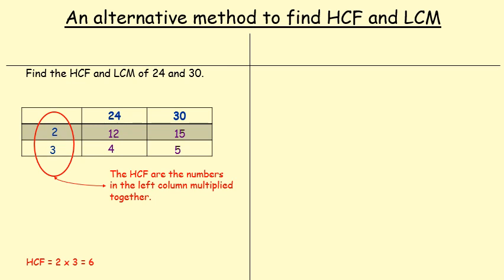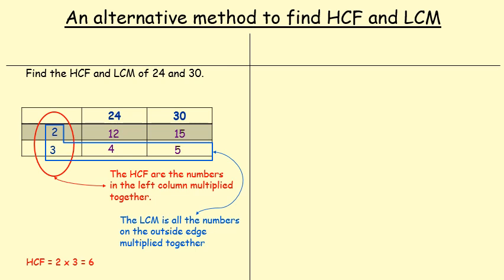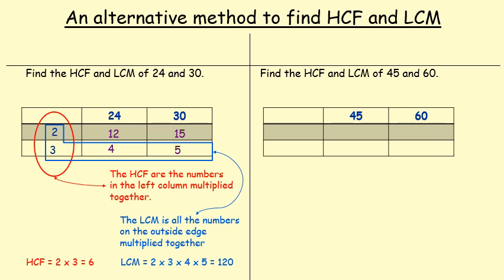To find our lowest common multiple, we are multiplying together the area that I've circled in blue, so 2 times 3 times 4 times 5. So all of the left-hand column multiplied by the two numbers in the bottom row. So if we do that, 2 times 3 times 4 times 5 is 120. Our lowest common multiple is therefore 120. Okay, so just pause the video and make any notes that you need to.